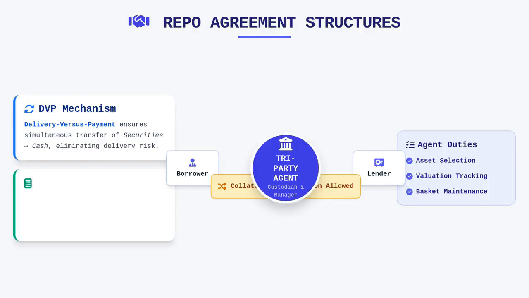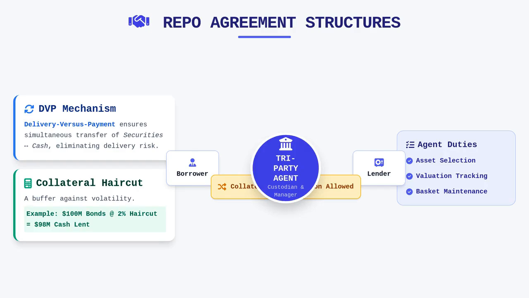The classic repo structure requires us to be precise with our calculations, specifically regarding the collateral haircut, which is the percentage difference between the market value of the asset and the cash lent. If you provide $100 million in bonds as collateral with a 2% haircut, the lender provides $98 million in cash, creating a buffer against market volatility.